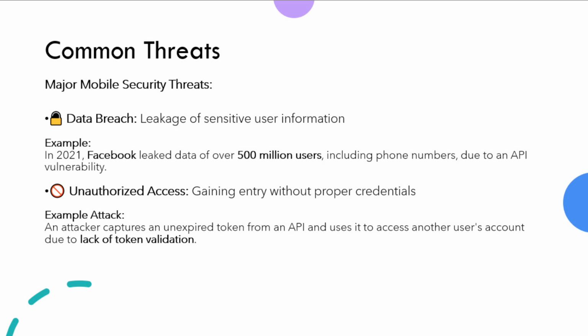The second one is unauthorized access. Unauthorized access refers to when someone gains access to some parts of the application or its backend services without proper authentication or permission. For example, an attacker captures an unexpired token from an API, let's suppose, and uses it to access another user's account due to lack of token validation. So this is an example of unauthorized access, and this is also a common security threat.